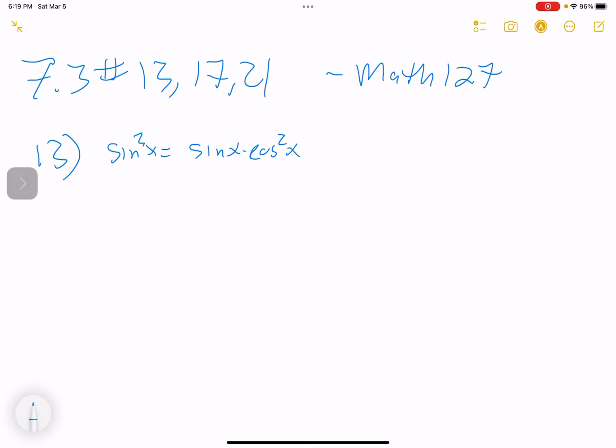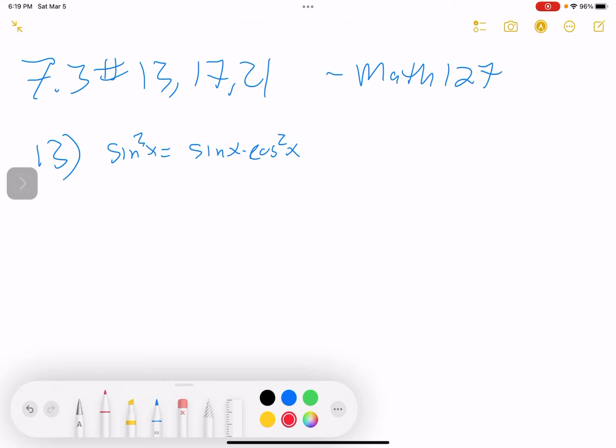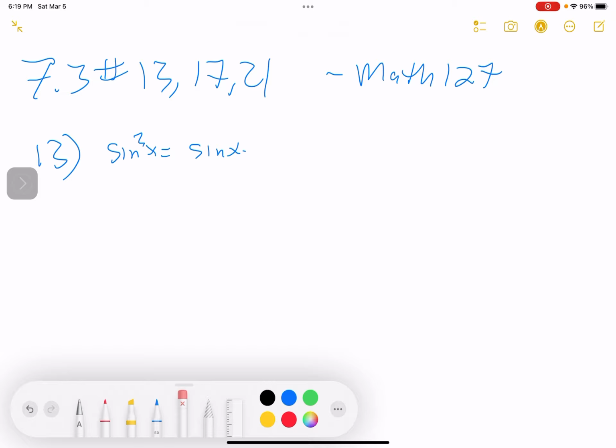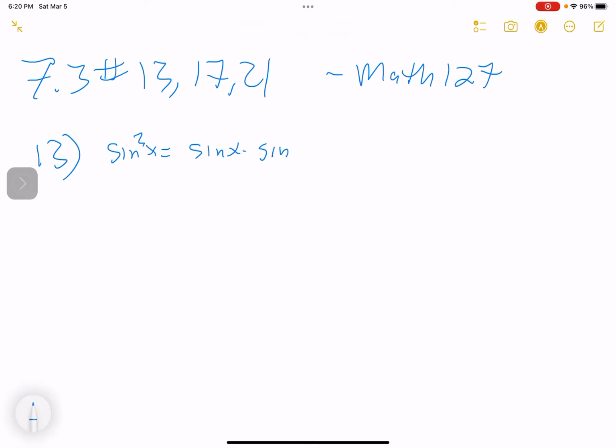Oh, sorry, I'm jumping ahead of myself. Not yet. Times sine squared x. Too eager to get to that cosine, huh?